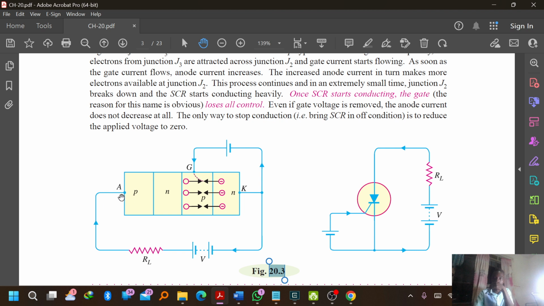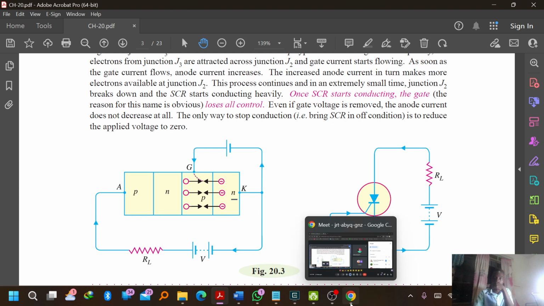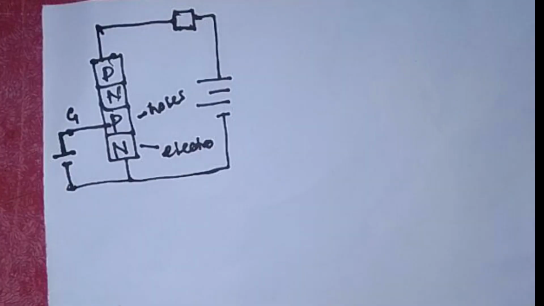As this anode current tries to flow, the n-type will become more negative because of increased electrons flowing this side. Electrons will move from here to try to enter here, causing accumulation of electrons at junction J3. This accumulation will cause junction J2 to break down, and when it breaks down, the SCR will start to conduct heavily. So what am I trying to mean? Let me explain it from this side.